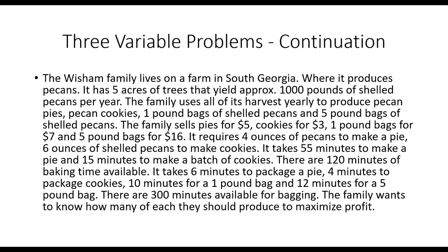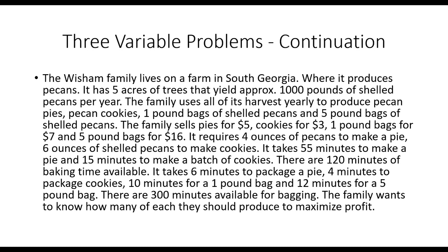The Wisham family lives on a farm in South Georgia where it produces pecans. It has 5 acres of trees that yield approximately 1,000 pounds of shelled pecans per year. The family uses all of its harvest yearly to produce pecan pies, pecan cookies, 1-pound bags of shelled pecans, and 5-pound bags of shelled pecans. The family sells pies for $5, cookies for $3, 1-pound bags for $7, and 5-pound bags for $16.